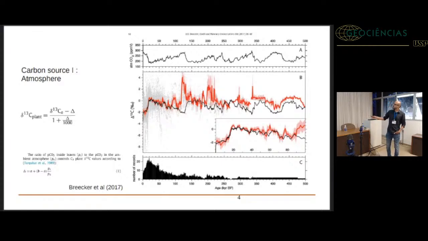Also, the shift we can see here between the glacial period, the last glacial maximum, and the Holocene, is around -2 per mil. So if you have in your stalagmites a shift of around 2 per mil between glacial and interglacial period, maybe it is connected with the variability of CO2 in the atmosphere, which affects the δ13C in the plants above your cave. Okay, but keep in mind, only 2 per mil.